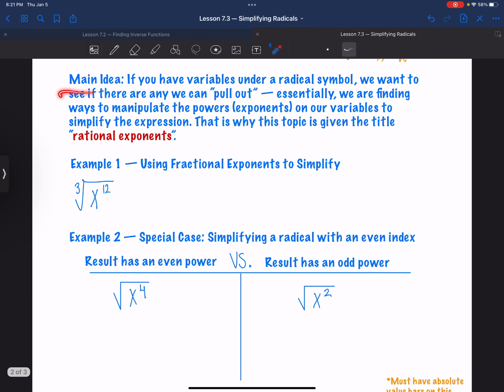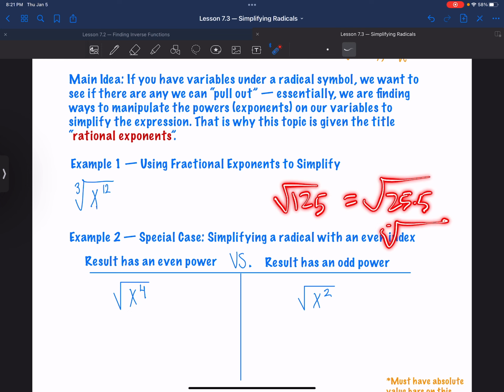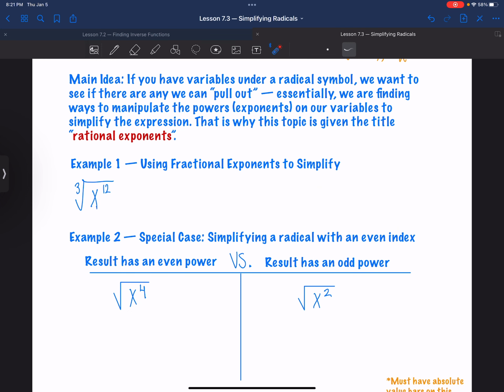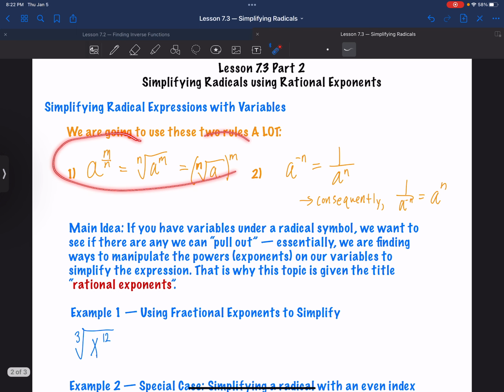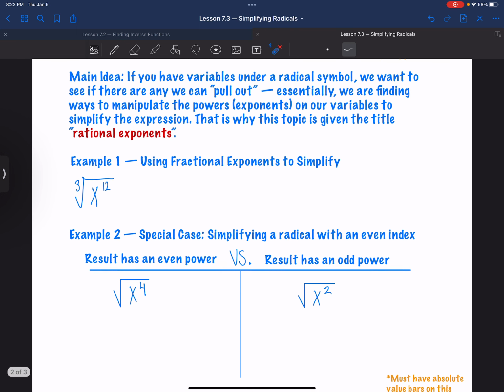Now, in here in blue, main idea. If you have variable, because what we're doing is simplifying radicals. And we've done simplifying radicals before, but we've just done them with numbers, right? Like, what's the square root of 125? And I say, oh, well, that's root 25 times 5. And, of course, the square root of 25 is 5, so it's 5 root 5. Something like that. We'll still be doing that. There will still be numbers involved, but we're going to introduce the idea of doing this with variables now as well, okay? So essentially we are pulling out the variables the same way we might pull out perfect squares. And that's why we're going to use rational exponents to do this. Rational exponents being these 2 kinds of rules where we're writing them with rational numbers to help simplify.